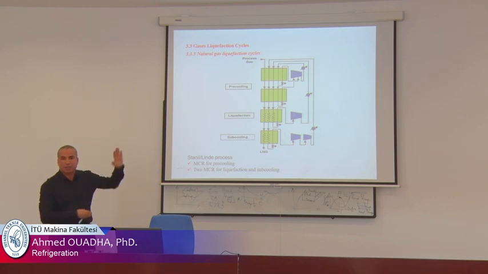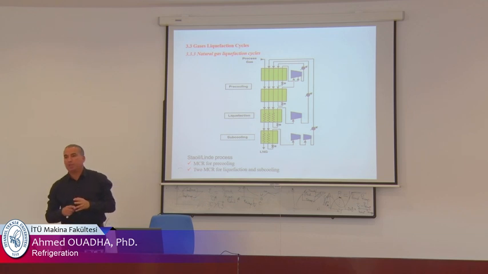So generally there are three steps in the liquefaction: pre-cooling, then liquefaction, and subcooling. Subcooling is generally done in a Joule-Thomson valve to get to minus 160 degrees, because minus 160 degrees is the normal boiling temperature of methane. It means that at 1 atmosphere, LNG is transported on ships at minus 160 degrees and 1 bar of pressure.